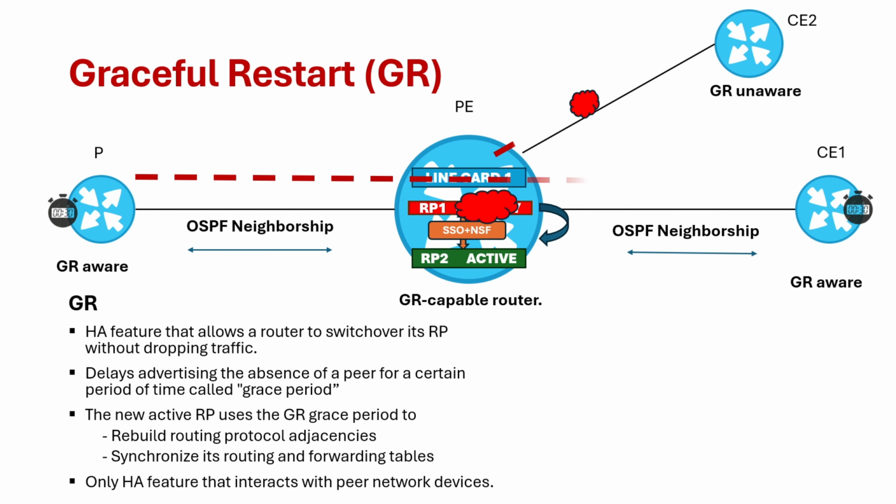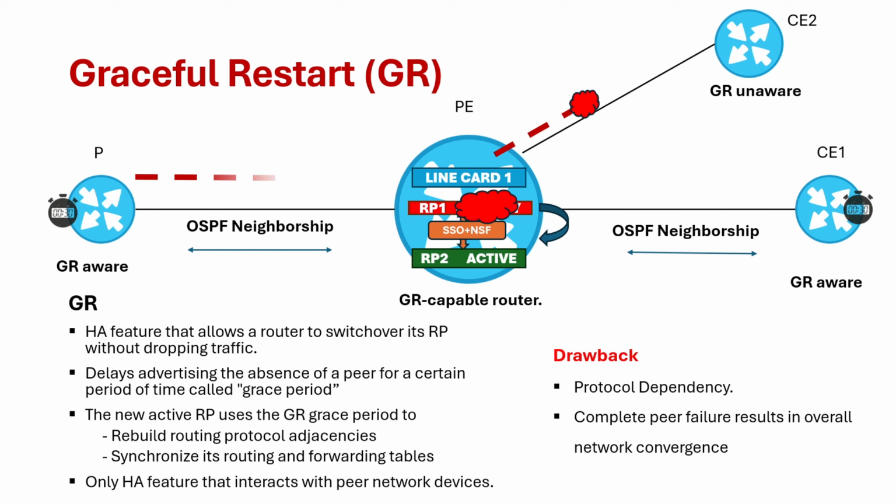So the downside of GR is protocol dependency. Both the restarting device and its neighbor must support GR for it to work. If the neighbor doesn't support GR, then it's useless. And if the peer completely fails and never comes up, this will affect the overall network convergence. Like if the grace period expires and the neighbor doesn't come up, then again it will have to re-establish everything. That is the second drawback.